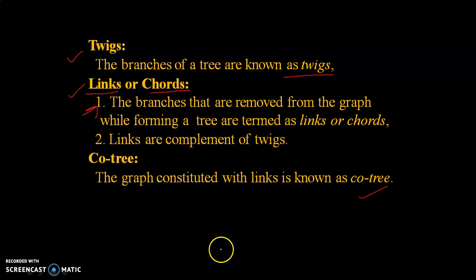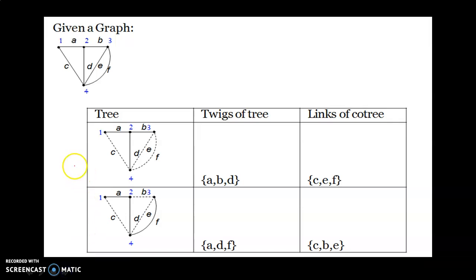This is so simple. See this. This is our given graph. This is node 1, this is node 2, node 3, and this is your node 4. So a tree should have all the nodes 1, 2, 3 and 4. It should not have a closed path. So it is not having a closed path.